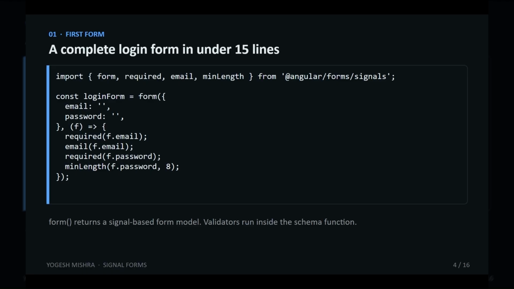First form, let's write the actual code. So this is the logic. I hope you can see, it's easy to understand. So that's the entire form model. The form function takes the initial value object and a schema function where you declare validators. The result is a reactive typed form model.